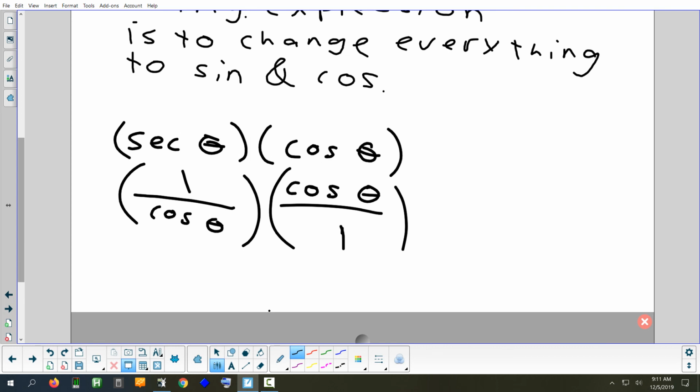Max, what's going to happen there when I multiply these two fractions together? Hey. What's going to happen when I multiply these two fractions together? So what if you had like 1 over 4 times 4 over 1? That's basically what you've got right there.